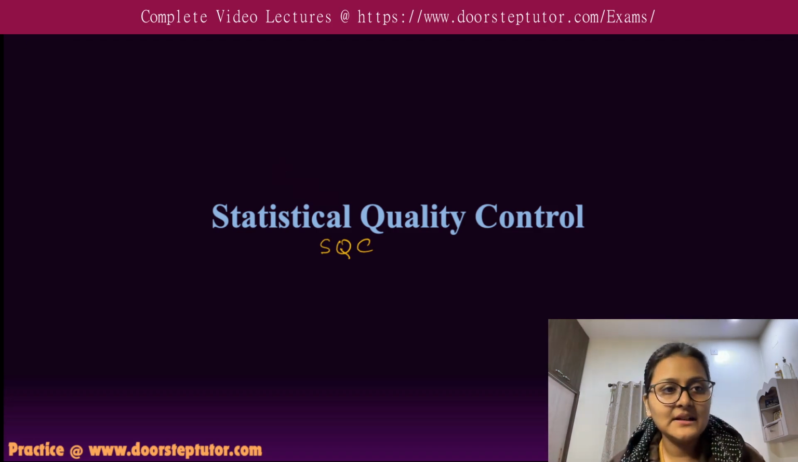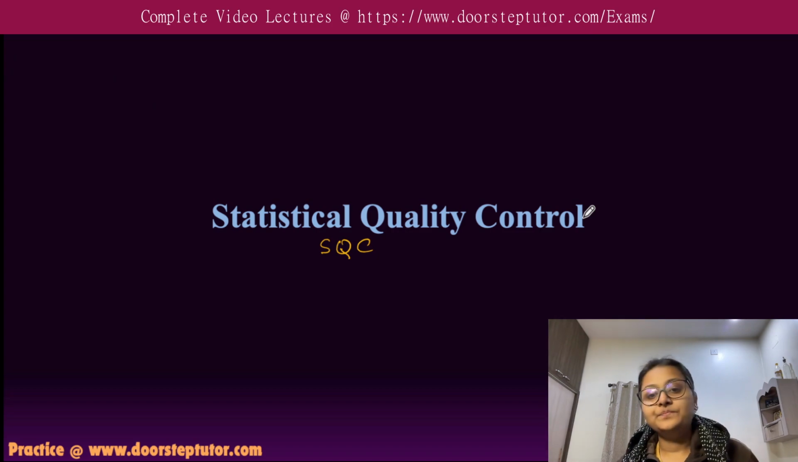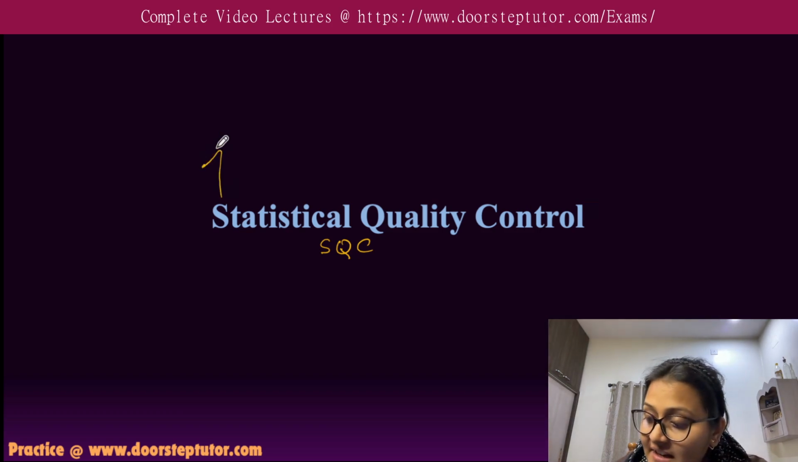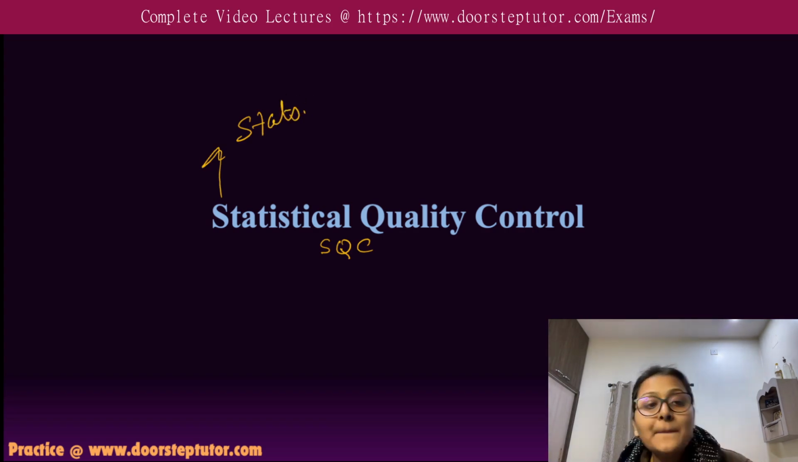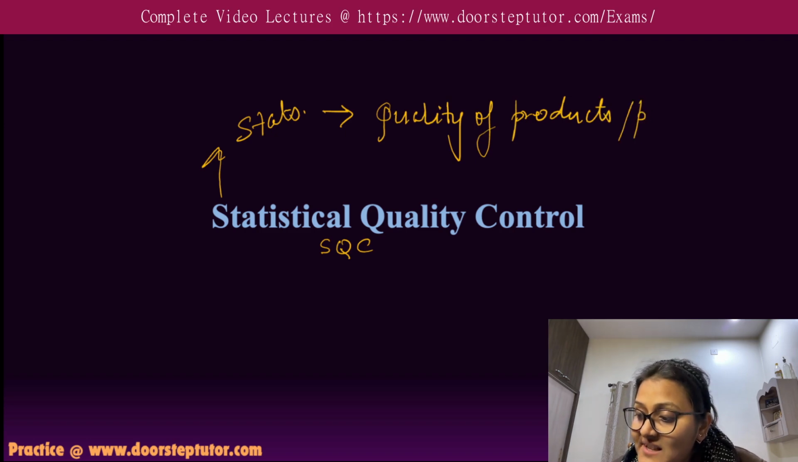Now, what is this? Statistical quality control is a method that uses statistics, that is the numbers and data, to check and control the quality of products or the processes. So it checks the quality of either the products or the processes.